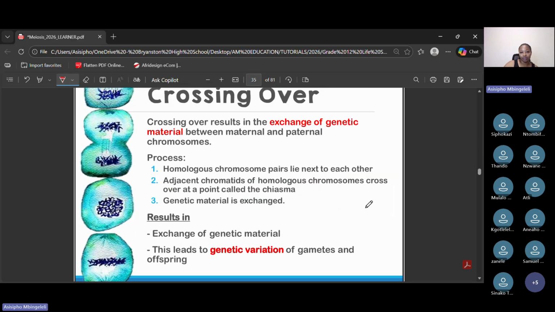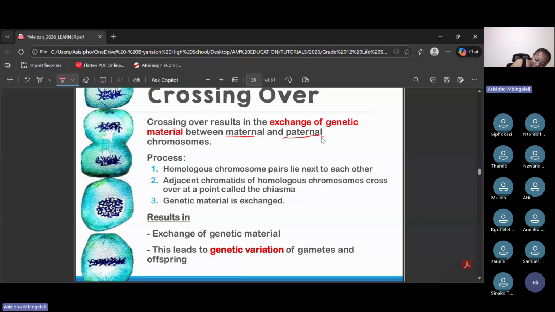Crossing over, what does it result in? Let's understand the whole process. This is an exchange of genetic material between maternal and paternal chromosomes. Maternal, a chromosome from the mother, paternal, chromosomes from the father. How does the process take place?